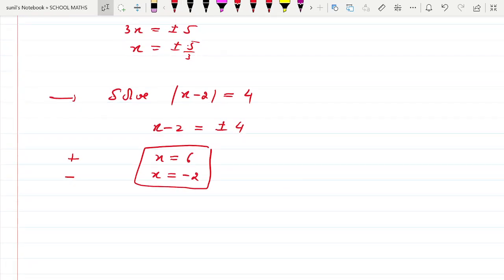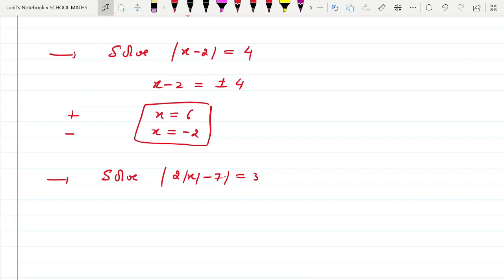Now we have another question for you guys. The question is solve mod of 2 mod x minus 7 is equal to 3. Sometimes the student is afraid on seeing so many modulus signs. Okay, let us get rid of that. Let 2 times mod x minus 7 be equal to some t.